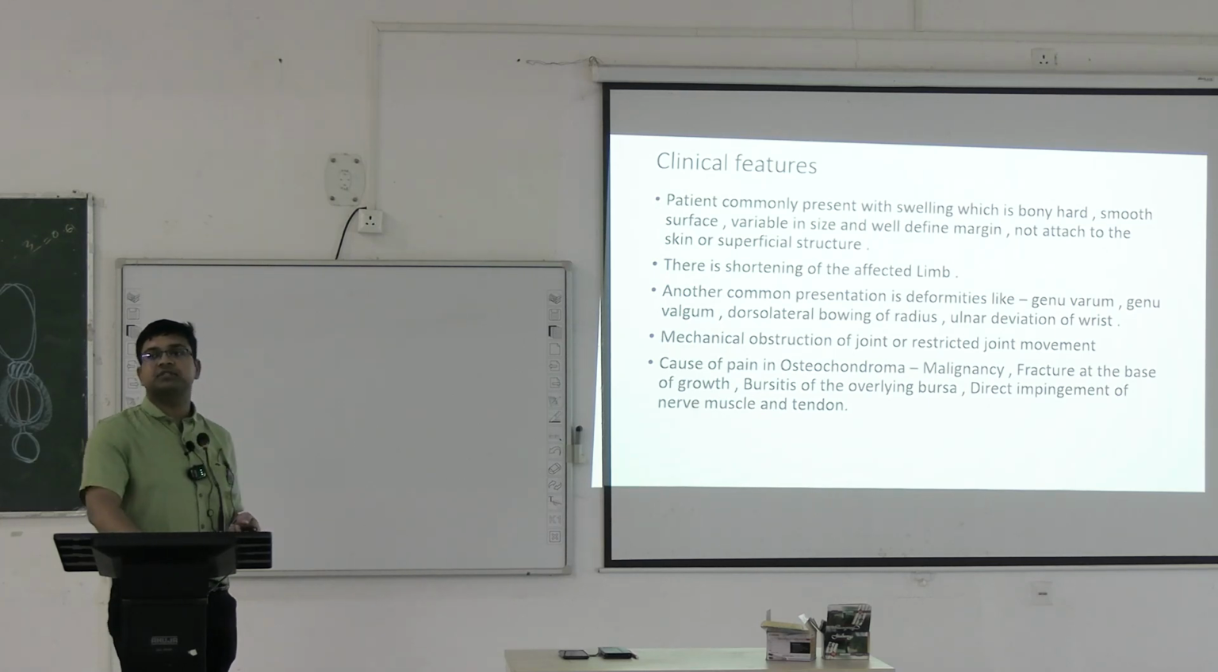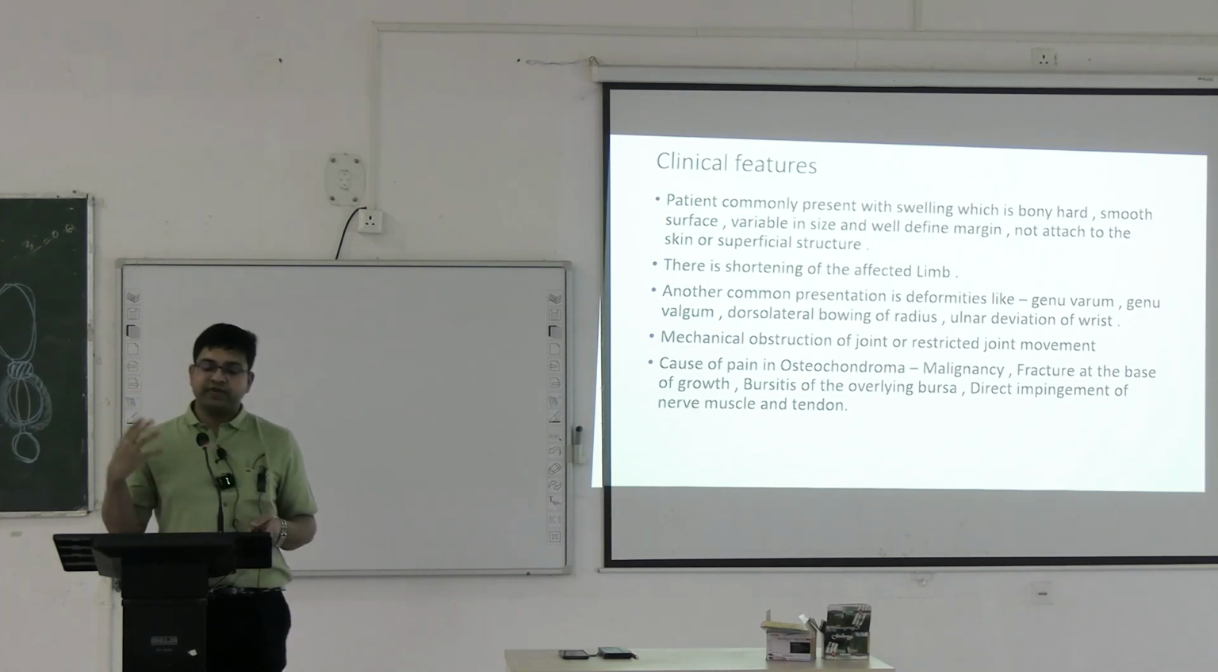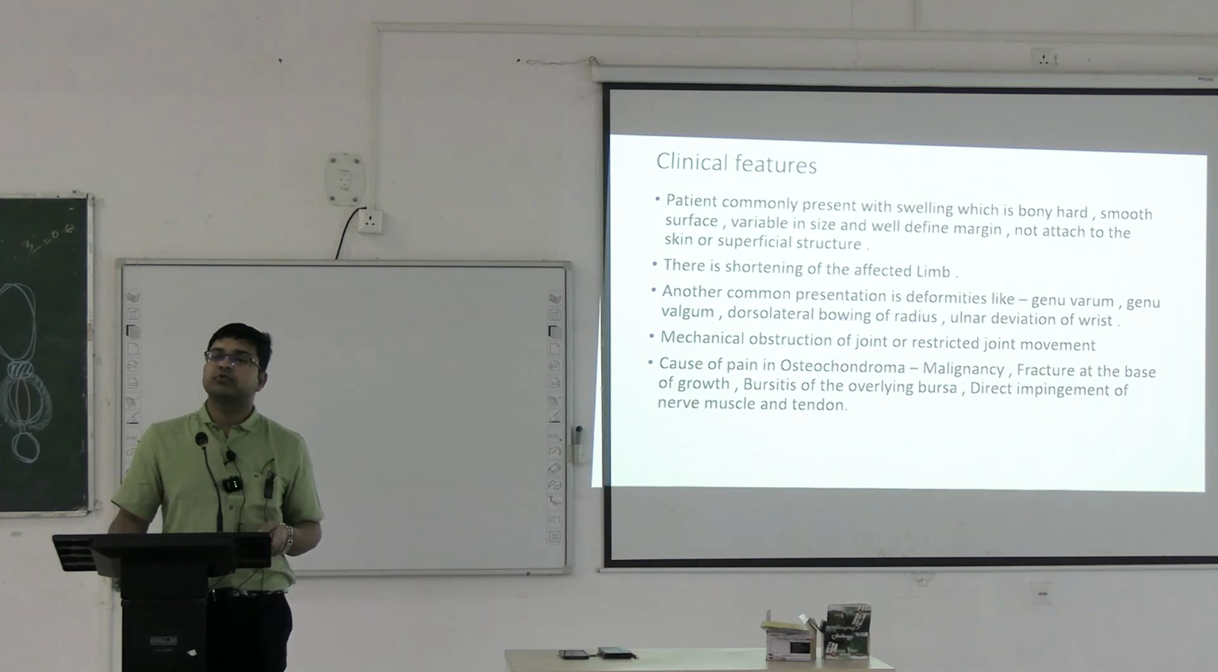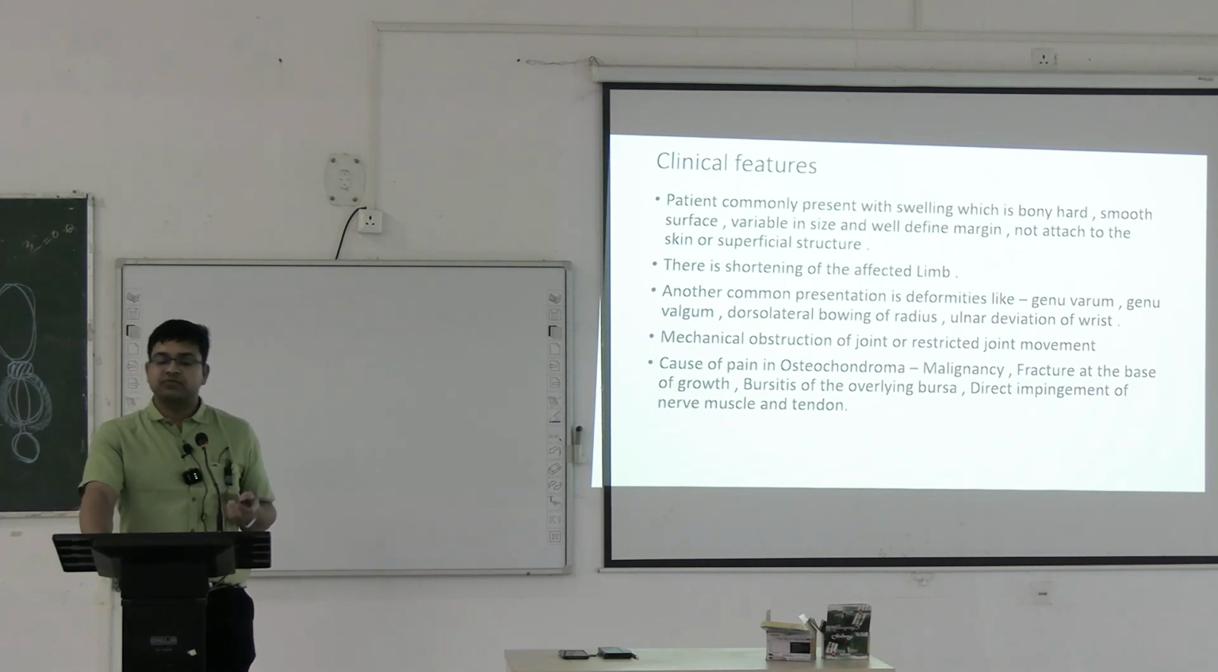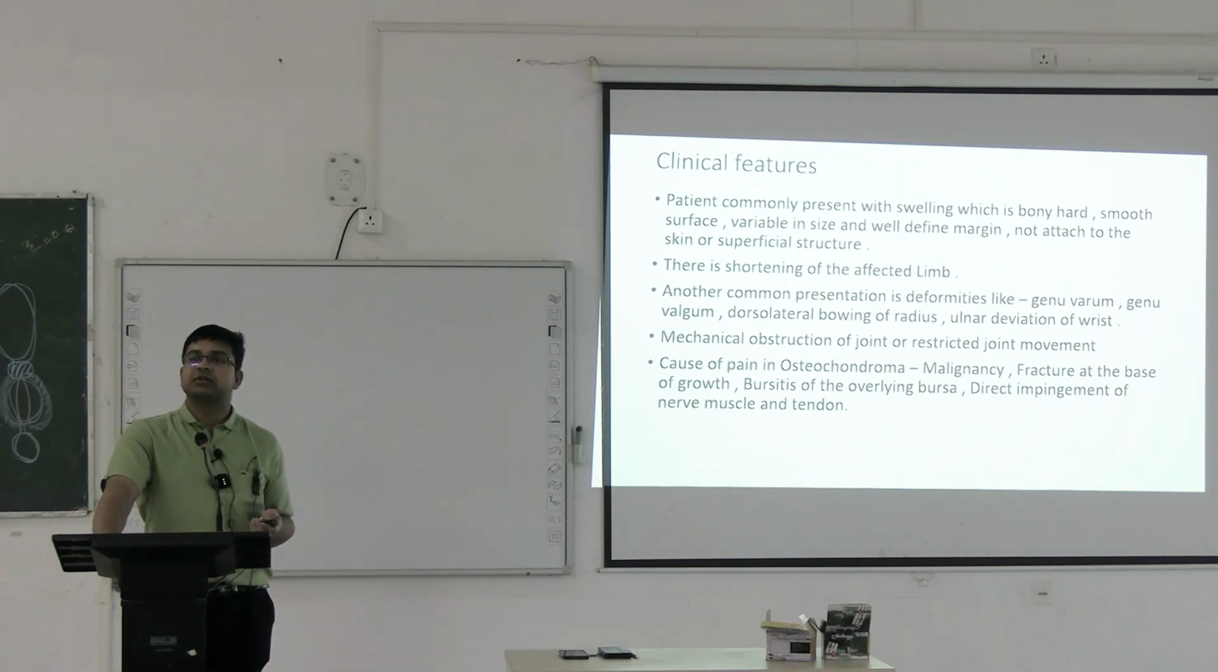Why mechanical obstruction? Because if an exostosis arises from the posterior aspect of the distal fibula or the posterior aspect of the proximal tibia, what will happen? It will cause mechanical obstruction of the knee joint. The patient cannot bend the knee fully.